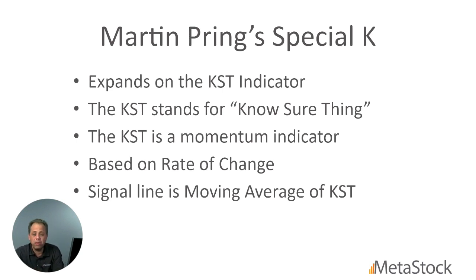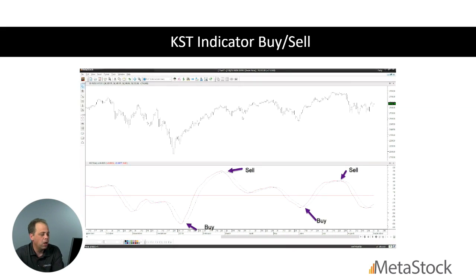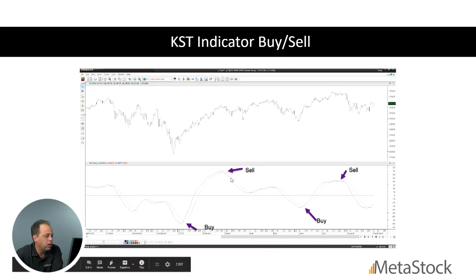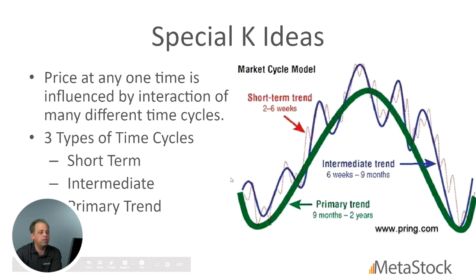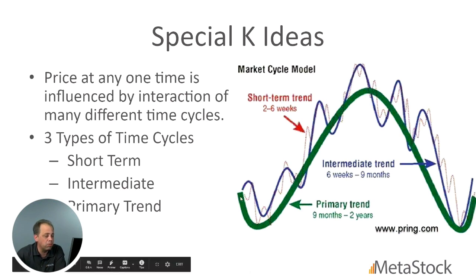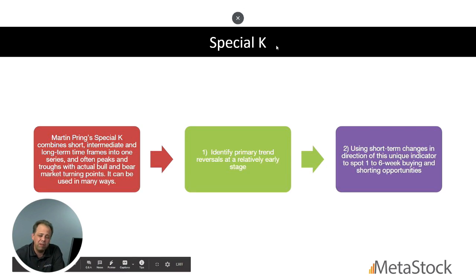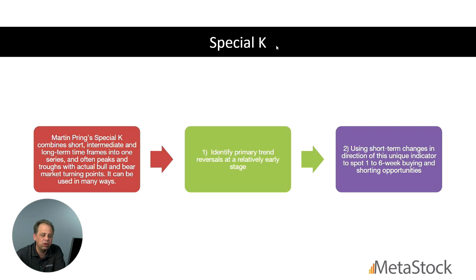Let's just talk a little bit about the No Sure Thing indicator. So right here, this is the KST, which stands for No Sure Thing. The No Sure Thing combines 3 different types of cycles. So you get short-term, primary, and intermediate. It's a combination of those market trends. And it's designed to give you turning points at a relatively early stage.